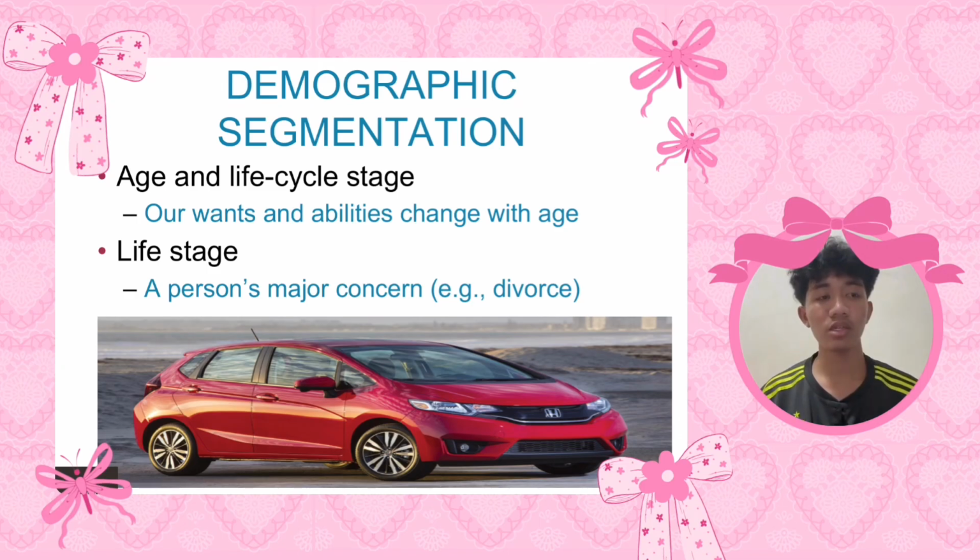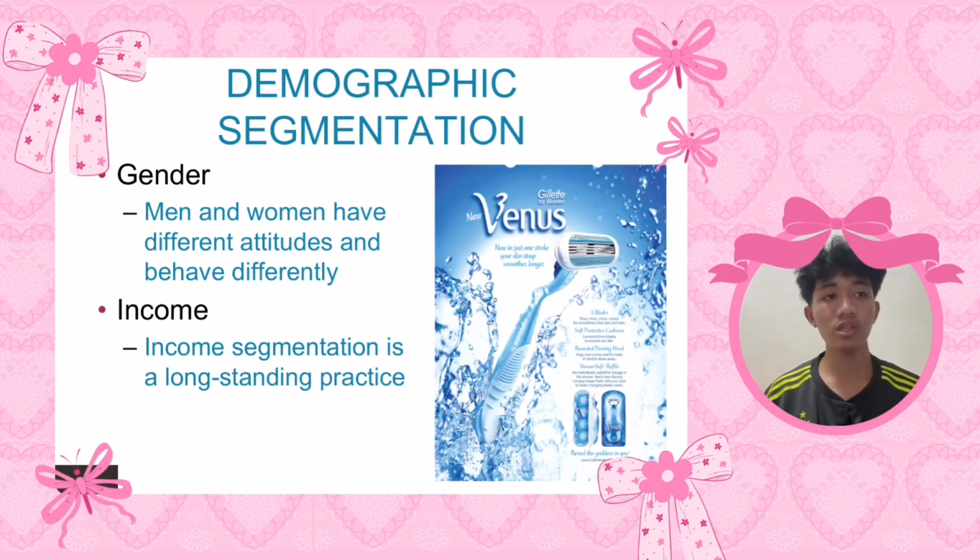In demographic segmentation, age and life cycle stages matter because wants and abilities change with age. Life stage: a person's major concern.